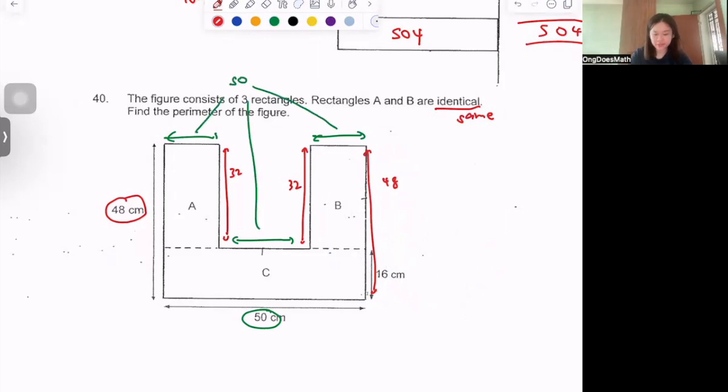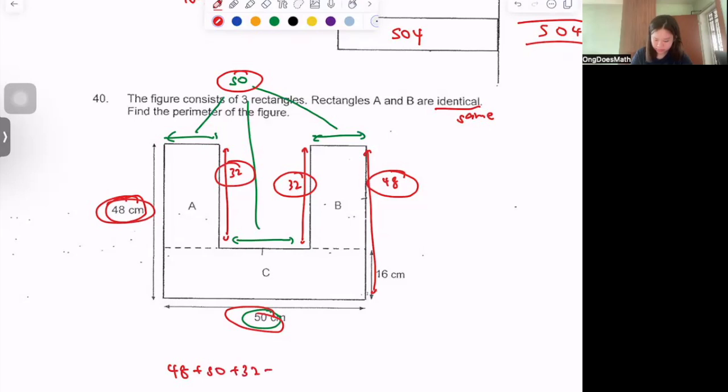So now you got the length of all the sides, right? Just add them up. So 50 plus 32 plus 32 plus 48 plus 50 again plus 48. So I will just write down all the numbers that I circled. So for time's sake, I will just key into my calculator, but you guys should have no calculator. So answer should be 260.